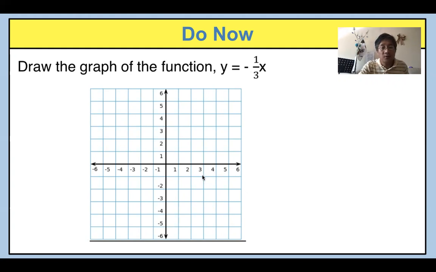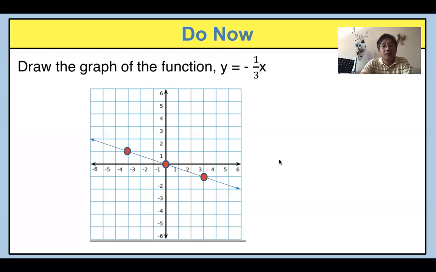Another point, if you want to draw: 1, 2, 3 for x, y goes down by 1. So here, here, here, then here, here it goes like this. Do you get it? So your graph will be like this and draw the line. That will be your graph.